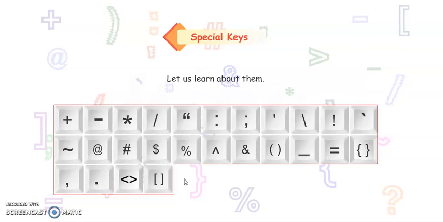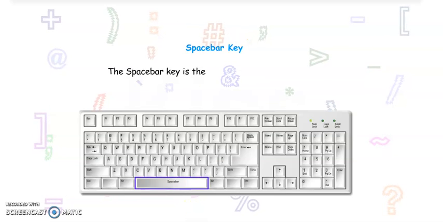And there are some more keys on the keyboard known as special keys, like space bar key. You can see which is the space bar key. You can see this blinking line. This is the longest key on the keyboard. You can see this is the longest key from the other keys.